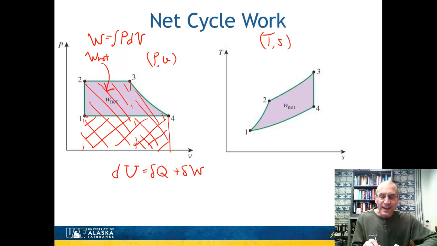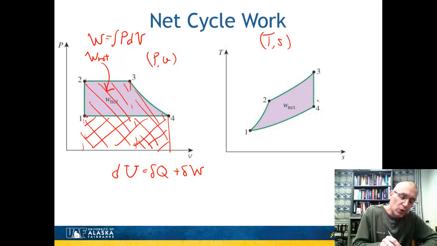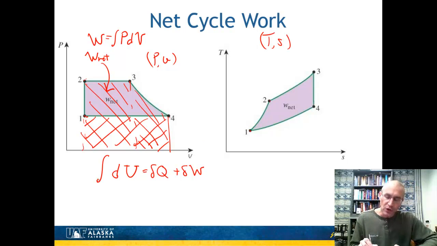So for whatever heat I add and whatever work I add, I'm using del's here because these are path dependent, and a d because internal energy is a property. And if I want to know what the total change is as I go through the whole cycle, I'm going to integrate.